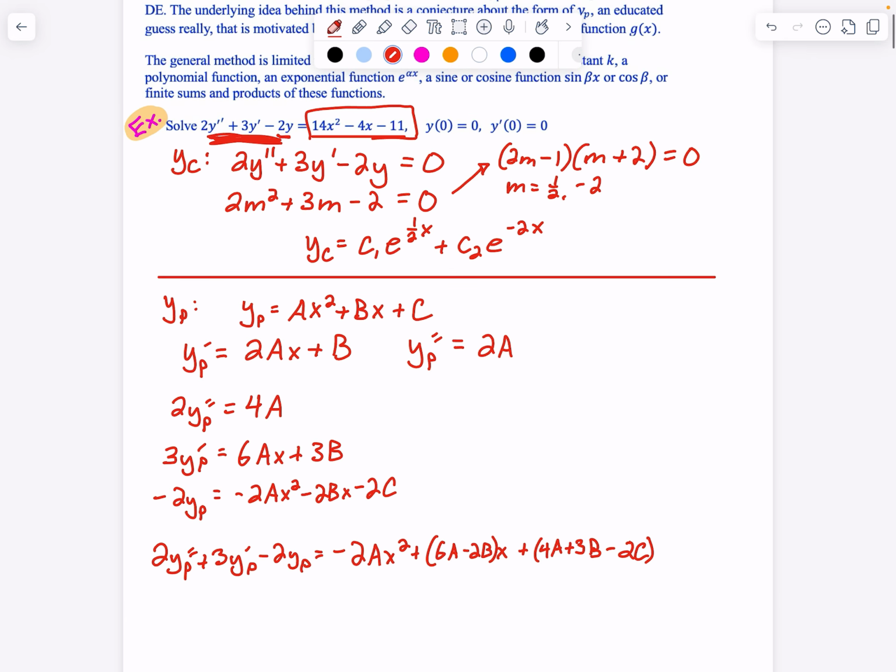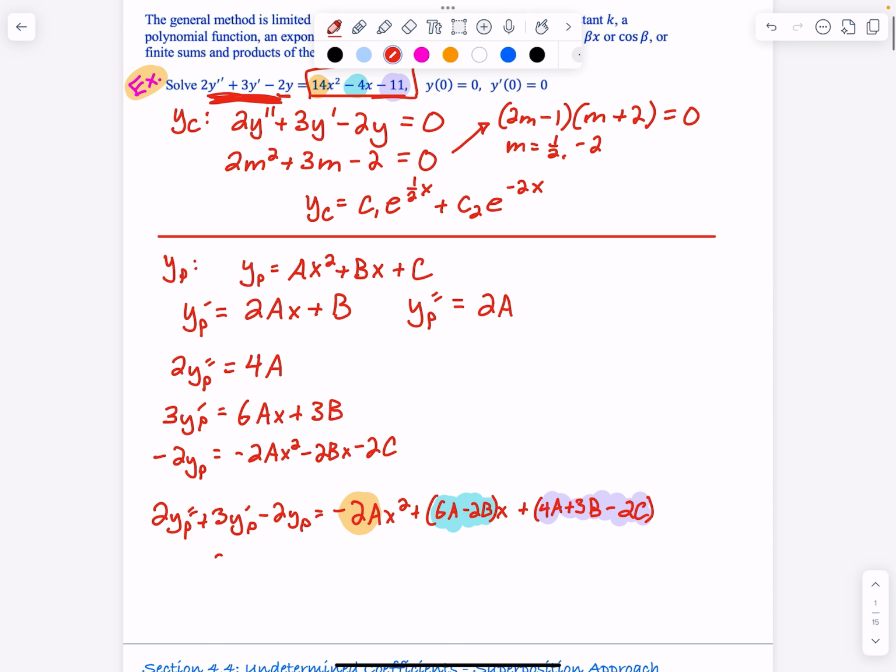So what I'm going to do is match each one of these, like this negative 2a needs to be 14. This 6a minus 2b has to be the -4. And then the last thing, this 4a plus 3b minus 2c has to be a -11. So I'm going to create a system of equations from that. So negative 2a equals 14.